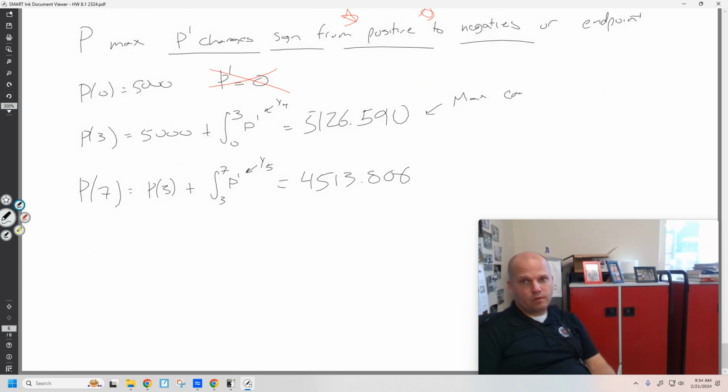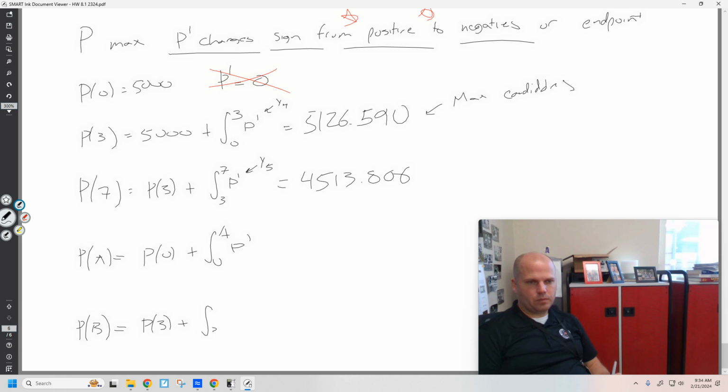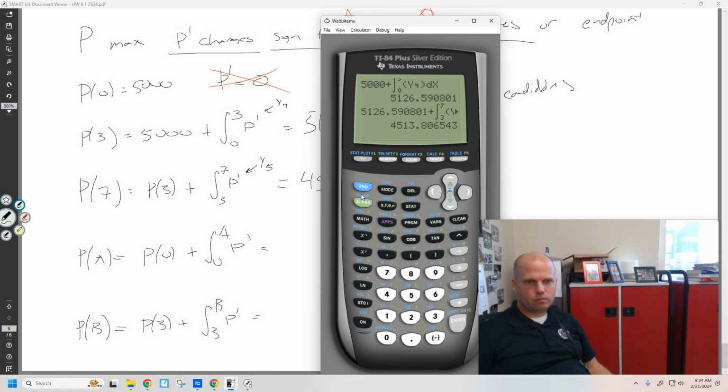If, from my limited candidates, if I wanted to, I could also find P of A, and I could find P of B, which I forgot to find, but whatever. P of 3 plus integral from 3 to B of P prime. I might just skip the no calculator problem. I need to be done with this anyways. This is good, grand ambitions, but we gotta move on.